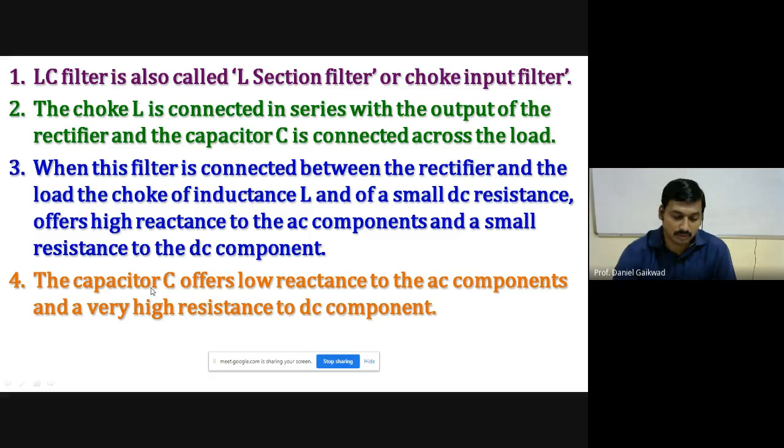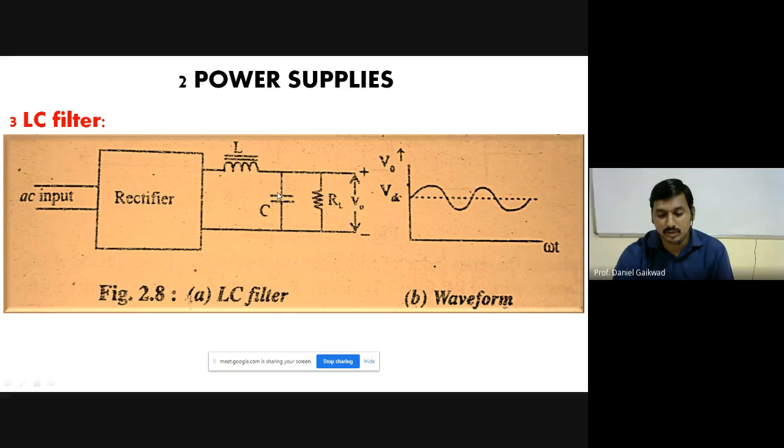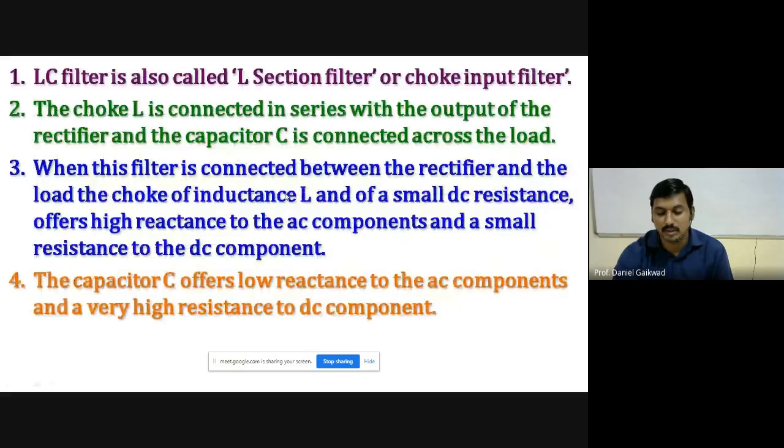Now we have the role of the capacitor. Check carefully. The capacitor C offers low resistance to the AC component. The capacitor is connected in parallel, so it has low reactance to the flow of AC, and AC will flow through that capacitor. Check the diagram also. The capacitor bypasses the AC component. So AC doesn't flow toward the load resistance, but it is bypassed through the capacitor. DC doesn't flow through the capacitor. That is the working of the capacitor in the circuit.